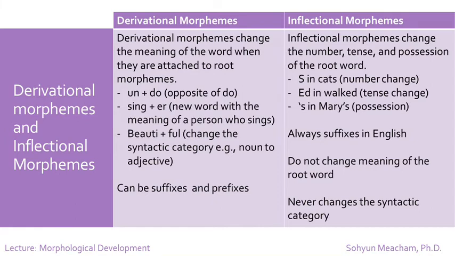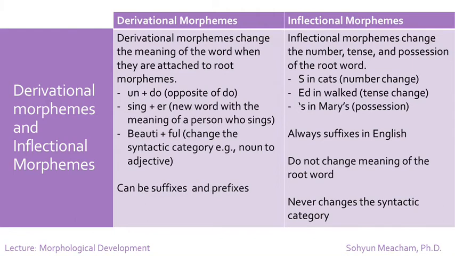Inflectional morphemes change the number, tense, and possession of the root word. Because of that, inflectional morphemes can be called grammatical morphemes as well. S in cats changes the number from singular to plural. ED in walked changes the tense from present to past. Apostrophe S in Mary's means possession.